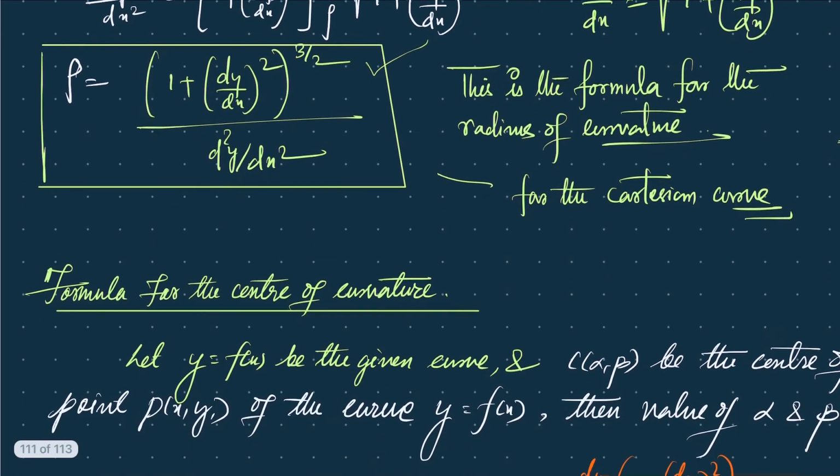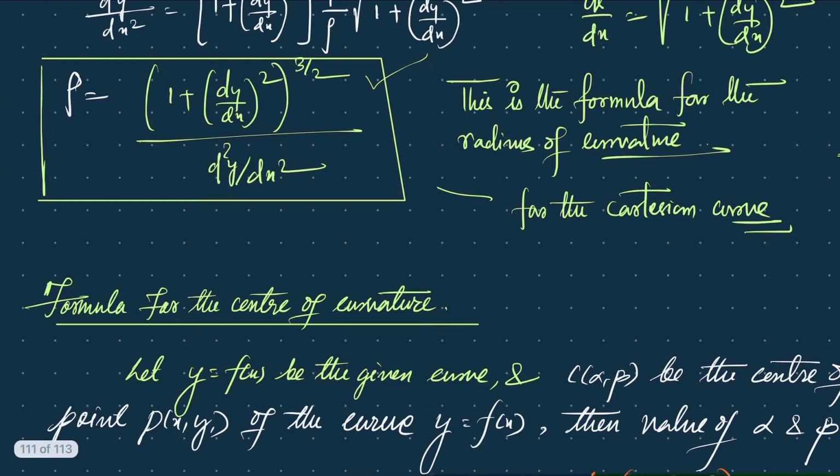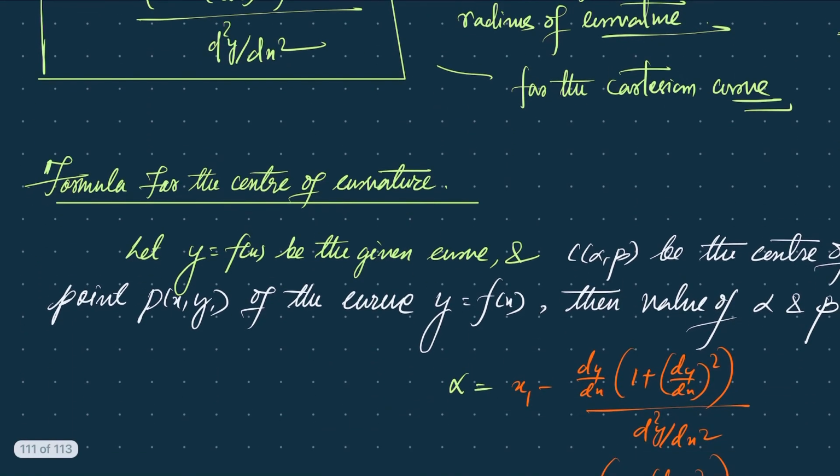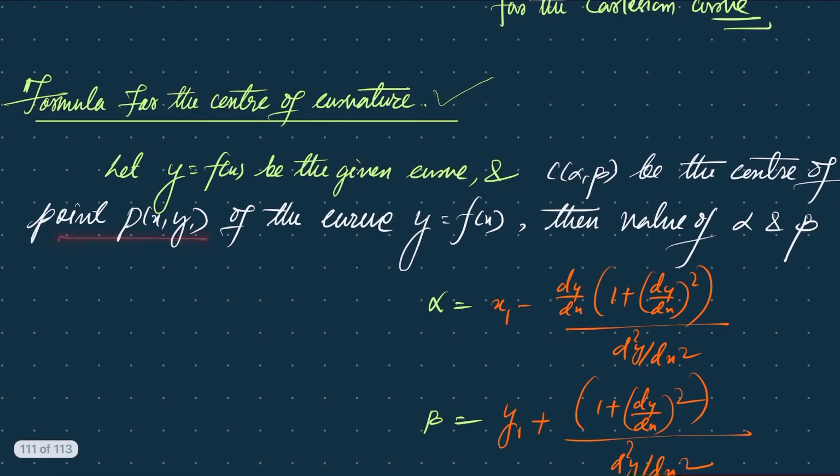Okay, now this is the formula. Now we are going to solve one problem. But before that I am going to see another formula, for the center of curvature. If y is equal to f of x is a given curve and C(A, B) is the center, A is an x coordinate, B is a y coordinate, because we are trying to figure out everything in 2 dimensions. Let it be the center of curvature for the point P(x, y) on the curve y is equal to f of x.